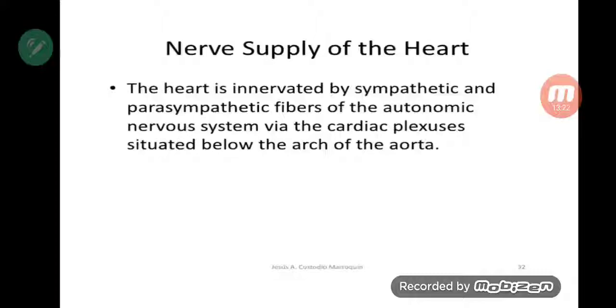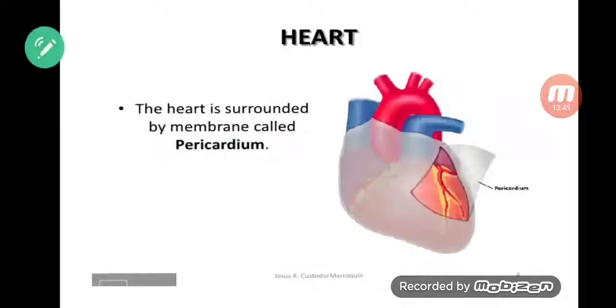Nerve supply of the heart. The heart is innervated by sympathetic and parasympathetic fibers of the autonomic nervous system via the cardiac plexus situated below the arch of the aorta. The heart is surrounded by membranes called pericardium.